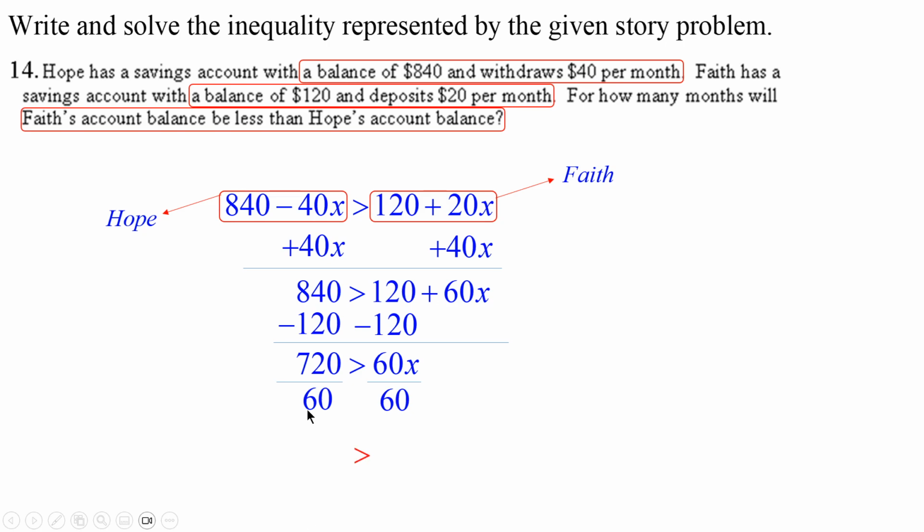So 60 goes into 720, the same as 6 would go into 72, and that's going to be 12 times. Okay, and on the right over here, the 60s cancel. So x is less than 12. And 12 what here? This is months. So 12 months is greater than x, or x is less than 12 months, however you prefer.